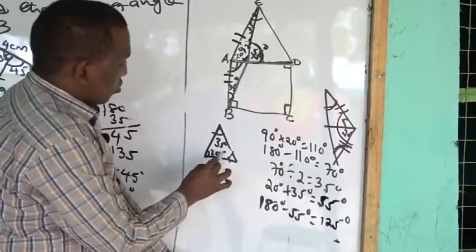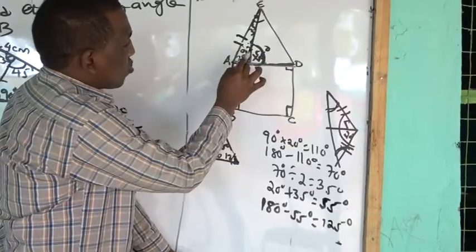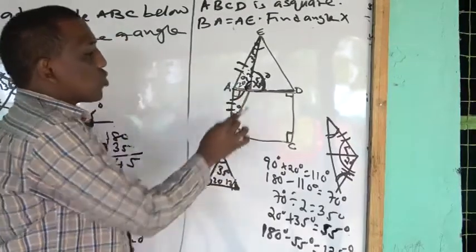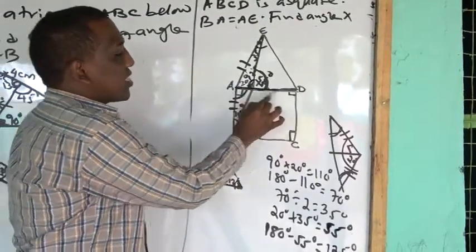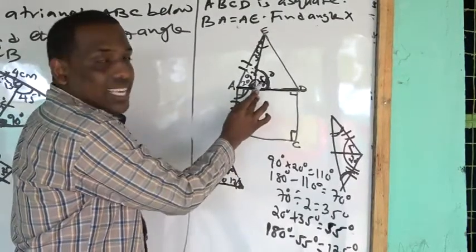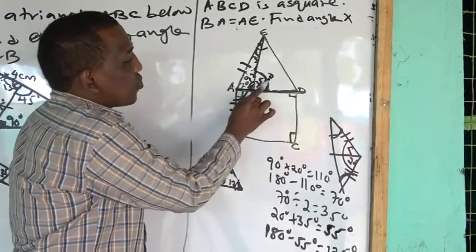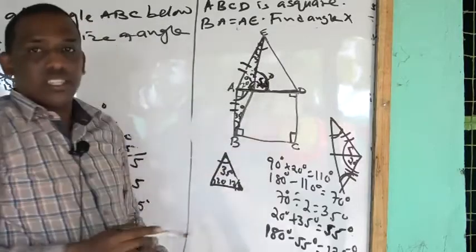So here is 125 degrees. Here I've written this angle is 125 degrees. To get this one, there's a straight line, so you say 180 minus this 125, you will get 55 degrees. That is how you find it.